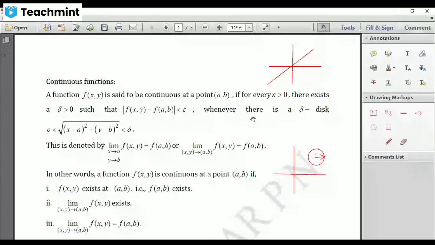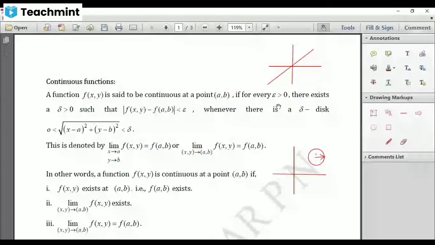So what it is saying, formally let us define what is meant by continuity of a function. A function f of x y is said to be continuous at a point a, b if for every epsilon greater than 0 there exists a delta greater than 0 such that the distance between f of xy and f of ab is less than epsilon. That means your f of xy which you are finding will be in the epsilon neighborhood of f of ab. That is what the meaning of this.